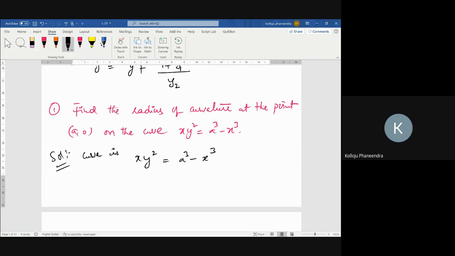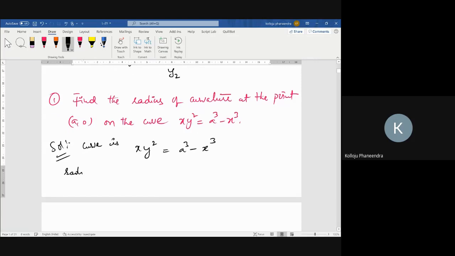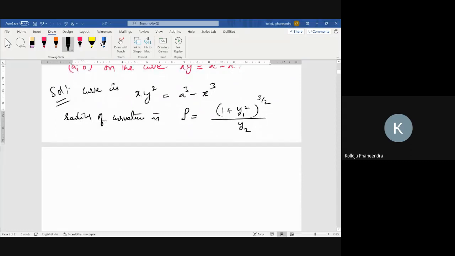And remember, what is the radius of curvature formula? The general formula for radius of curvature is rho equal to 1 plus y1 square, whole power 3 by 2, by y2. So I have to calculate y1, that means dy by dx, and next y2, d square y by dx square. First, differentiate x y square equal to a cube minus x cube with respect to x to find y1.